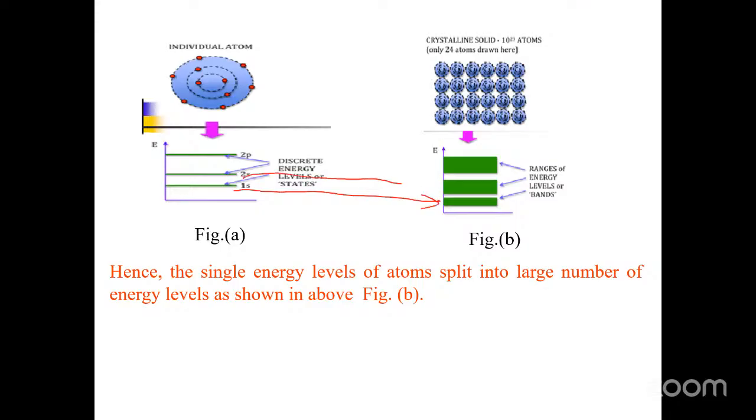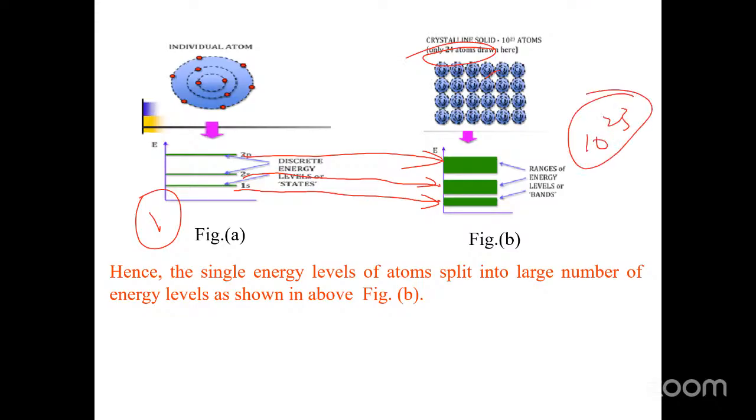2s is this, 2p is this one. This is for only one atom. Here, how many are there? Say 10 to the power 23 atoms in a crystal. So all the 1s levels combine and form a band, the 2s level also, and the 2p level also. So the single energy level of an atom splits into a large number of energy levels.